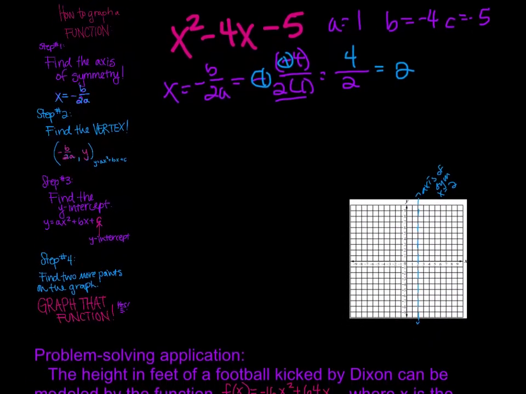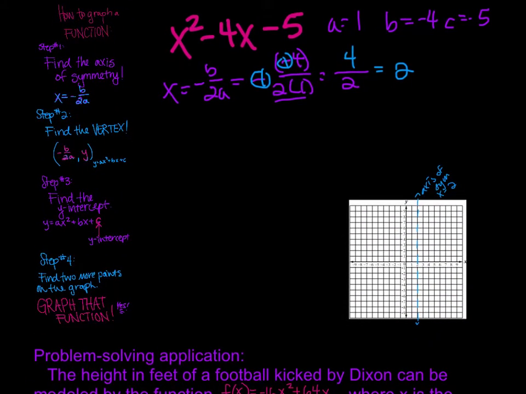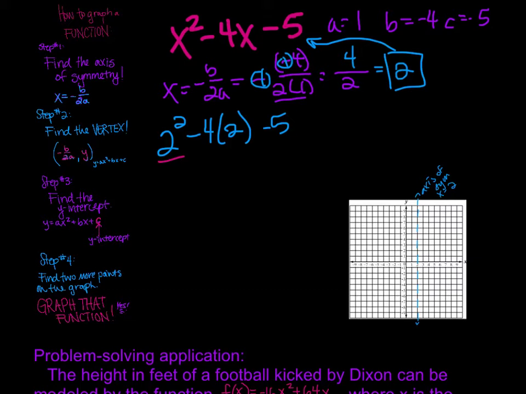Our next step, we need to find the vertex. So we're going to take this information right here that we have, this 2, and we're going to plug it into our original equation. We have 2 squared minus 4 times 2 minus 5. Let's do a little bit of math. We have exponents. 2 squared is 4. And then 4 times 2 is 8, so we have negative 8, or subtracting 8, minus 5.